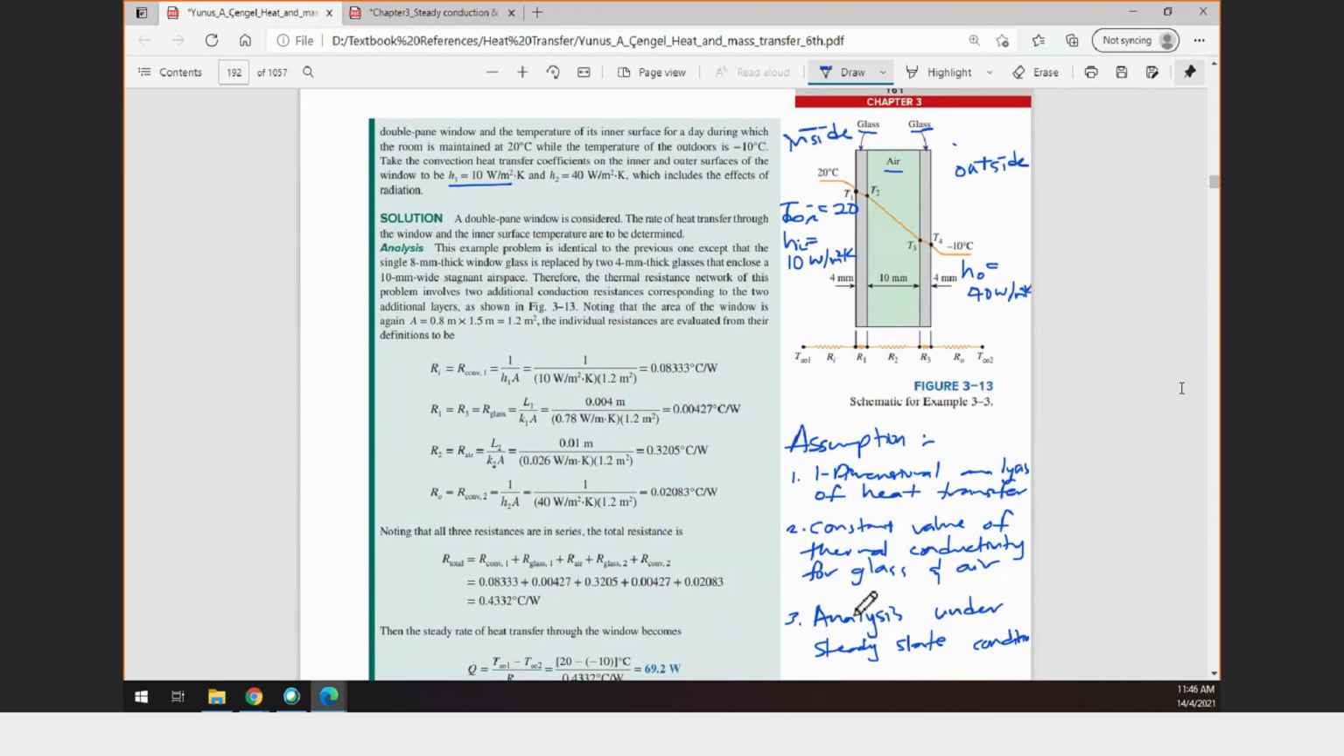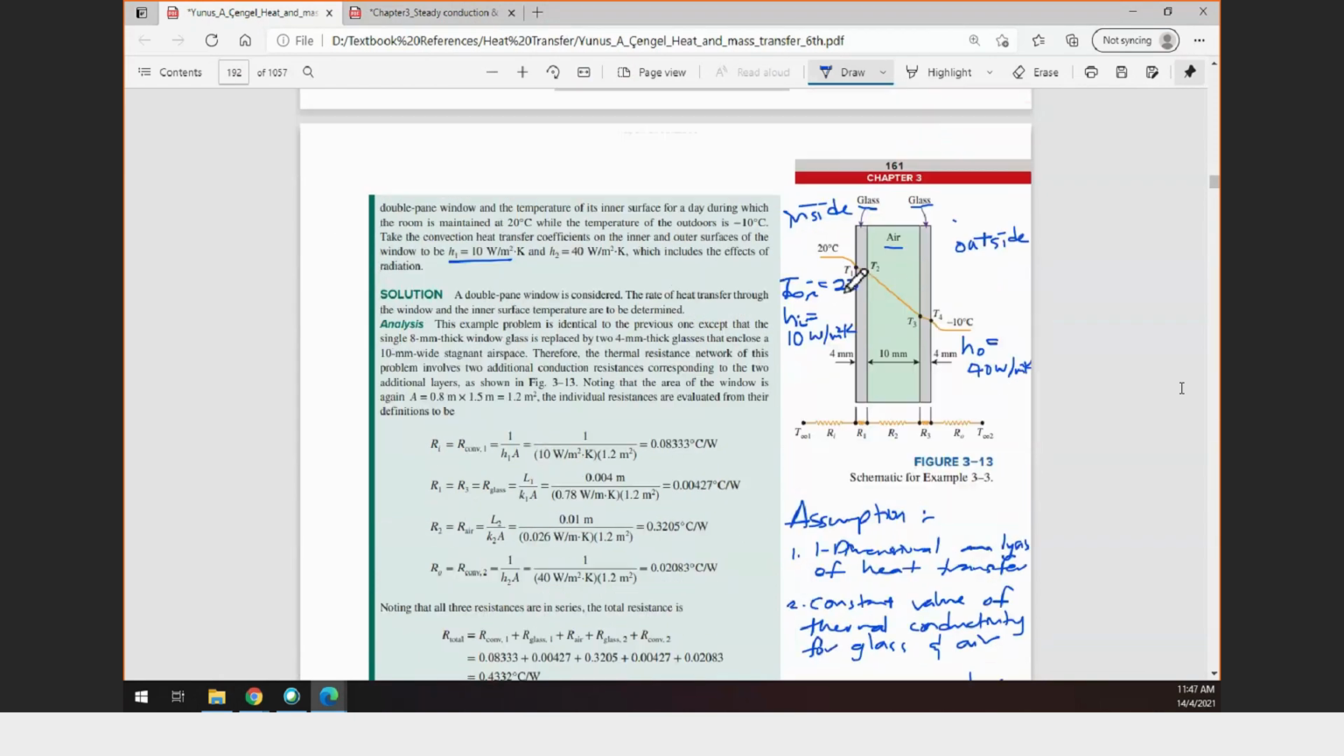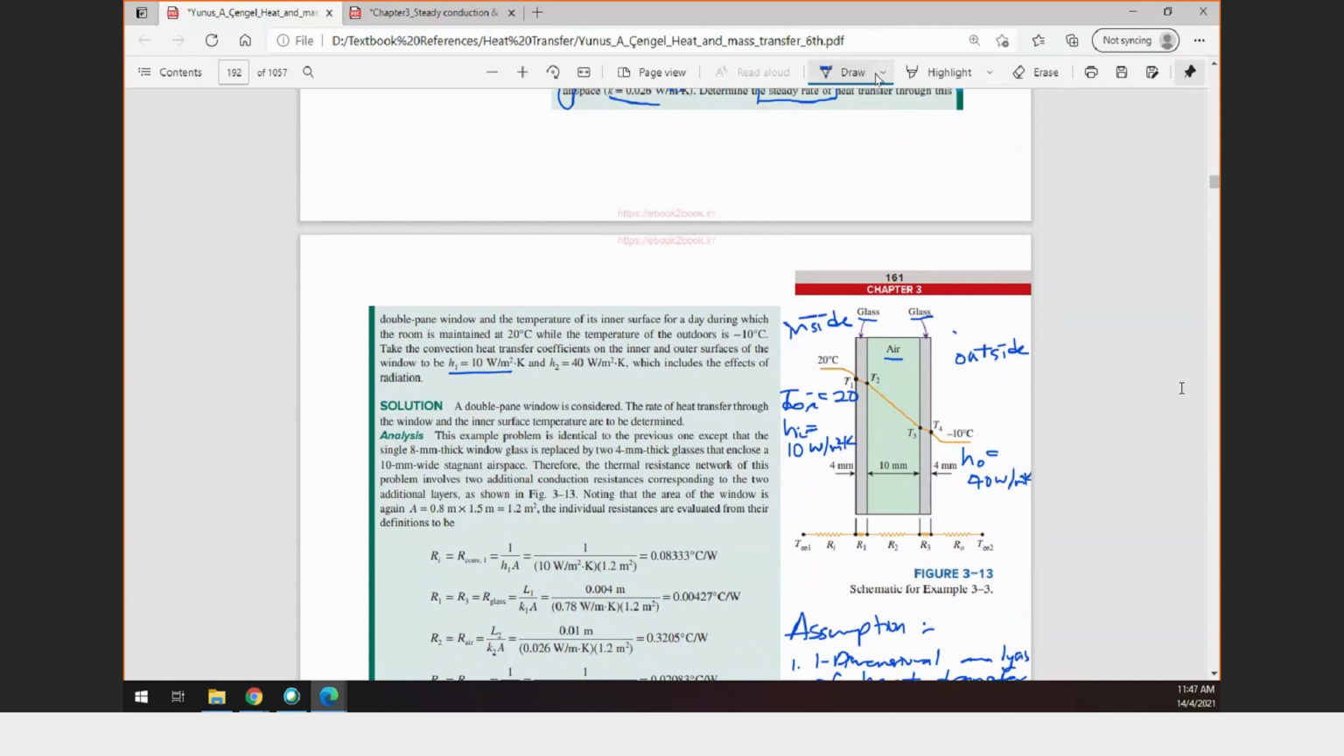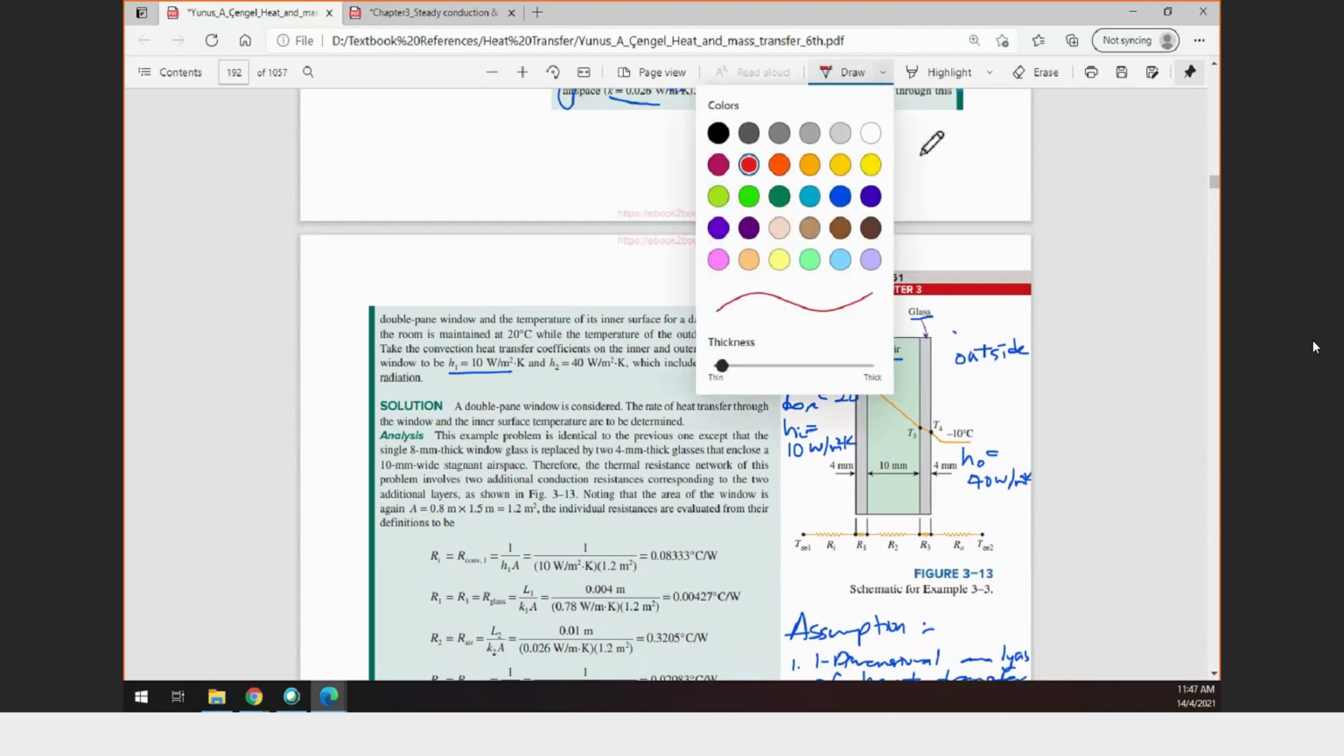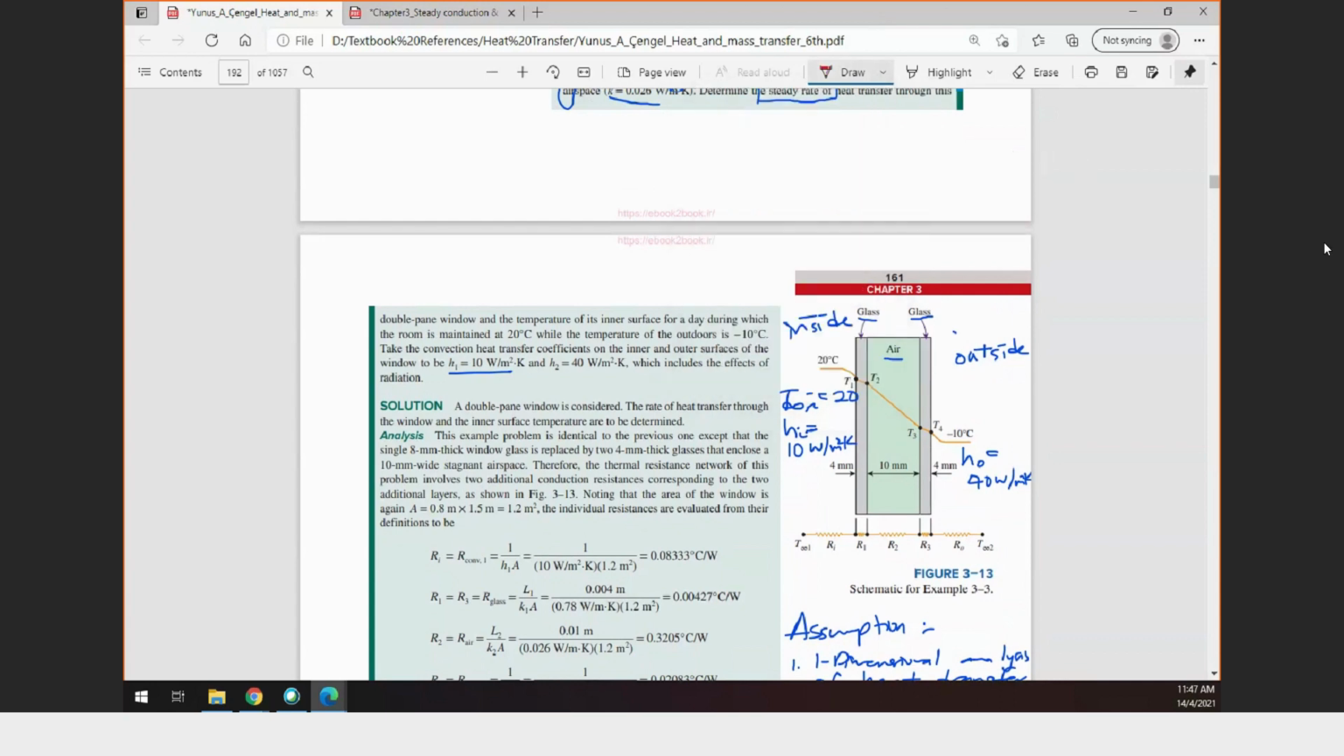Next, after the assumptions, you start the analysis. So this is your diagram, the schematic diagram. This is your assumption. So next, with your analysis, this is 1, this is 2, this is 3.